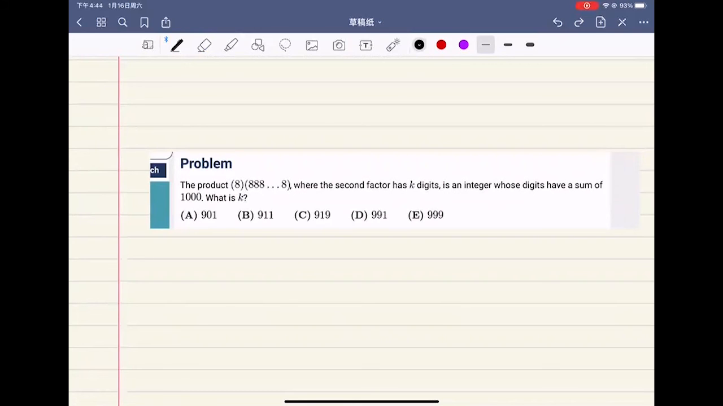Can you guys read the question? Tell me if you understand what this question is trying to ask. Wait, what is K? K is the number of the digits. The second factor. The second factor is an integer whose digits have the sum of 1,000.